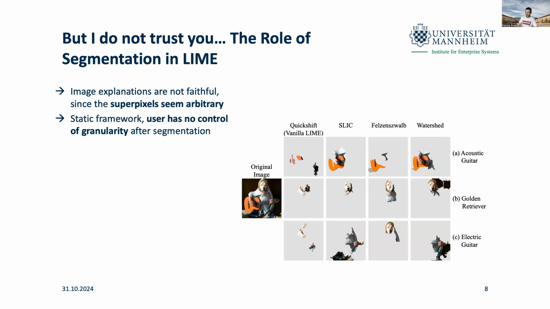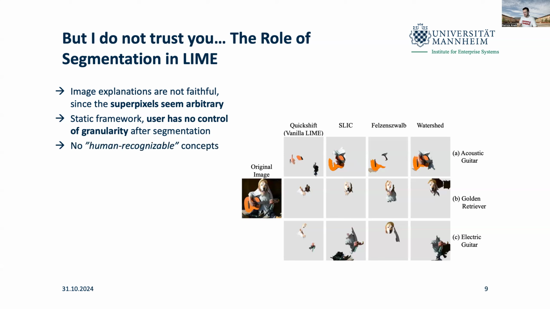In addition, the LIME framework is static, meaning we users have no control of the granularity of the segmentation. For example, if we look at the image explanation of the class acoustic guitar for SLIC, I would say this explanation is still too huge. It's still not capturing, from my understanding, the most important parts of the image. So I want to have finer, more granular explanations. That's also not possible with LIME yet. The only thing you could do is to change the hyperparameters of SLIC and run LIME from scratch.